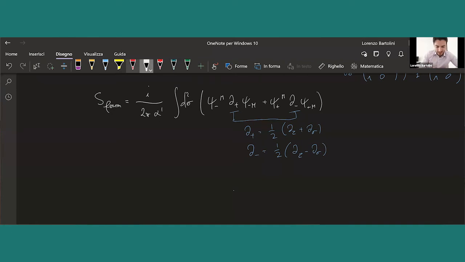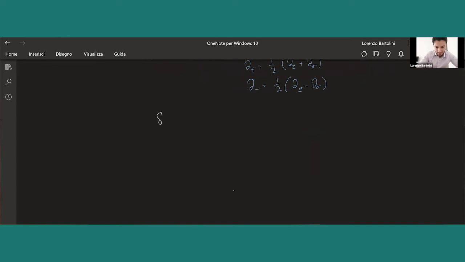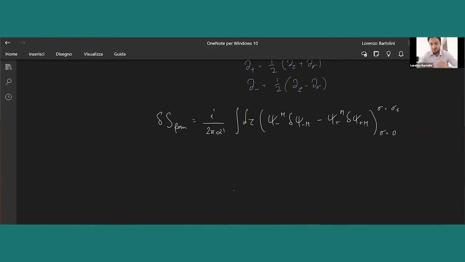And then again, we want to do as before. We differentiate this action, perform a variation on the fermionic part of the action, and what we end up with is the integral. Okay, we take this boundary term, the one that we were interested in before. We again want to take a look at the boundary conditions. Now we have psi minus m delta psi minus m minus psi plus m delta psi plus m, at sigma equal sigma 1, equal 0. So this is the boundary term as we did for the bosonic part.